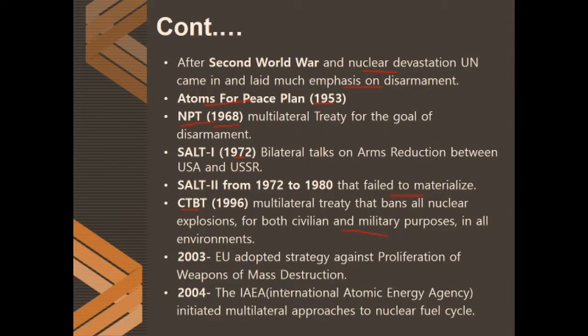Then some other notable efforts happened in 2003 by the European Union, which adopted a strategy against proliferation of weapons of mass destruction. Then in 2004, the IAEA, International Atomic Energy Agency, initiated multilateral approaches to the nuclear fuel cycle. So that was the history of disarmament and the efforts that happened in the world for decreasing nuclear weapons or weapons of mass destruction.